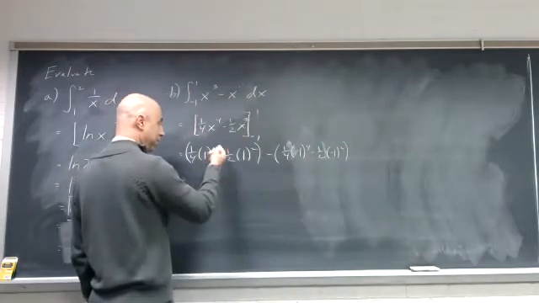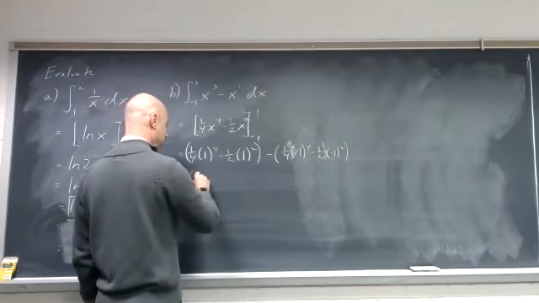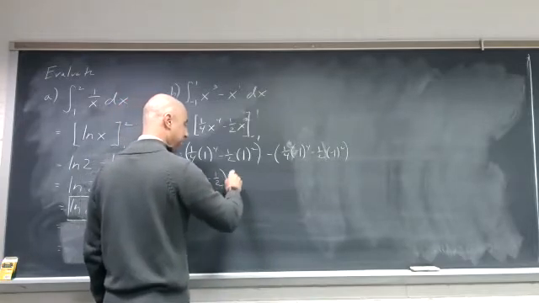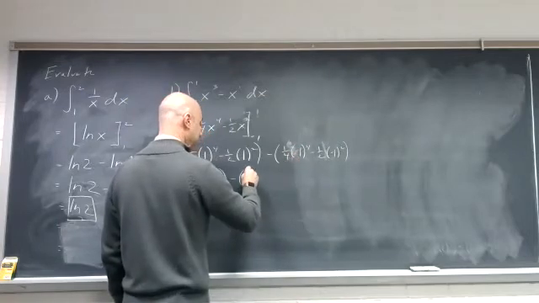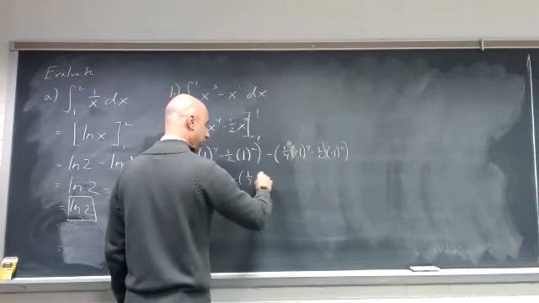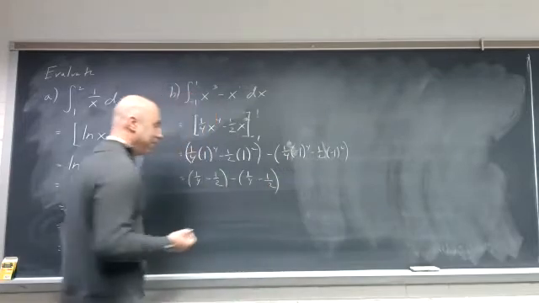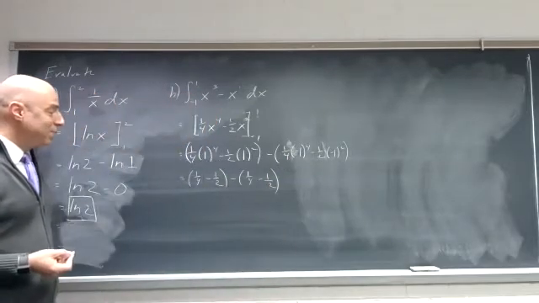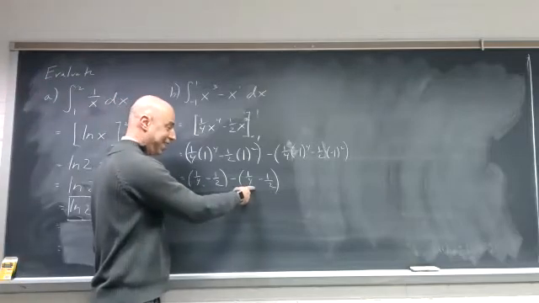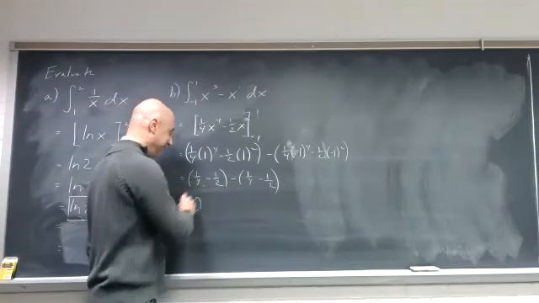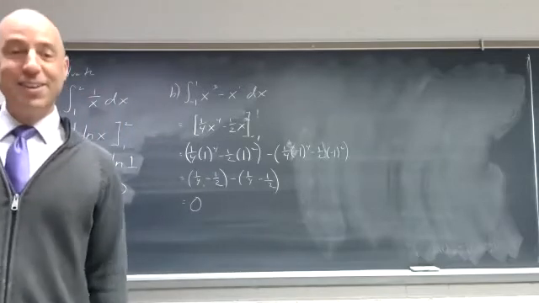So this 1 to the 4th, of course, is just 1. So this is 1/4 minus 1/2, minus, -1 to the fourth, of course, is 1, 1/4 minus 1/2. You can work out the parentheses if you want, but you see what you have here is exactly the same as what you have here, and so you're going to get 0.